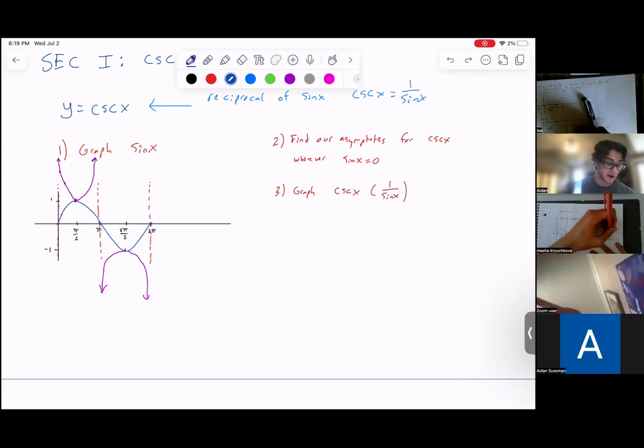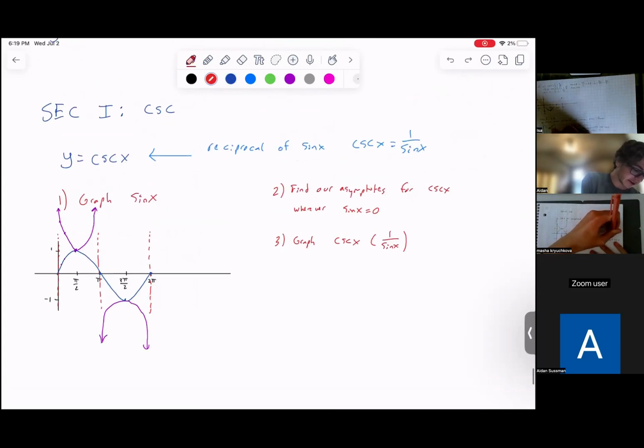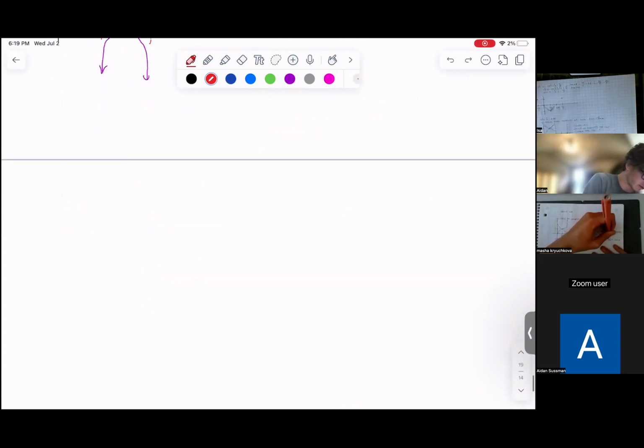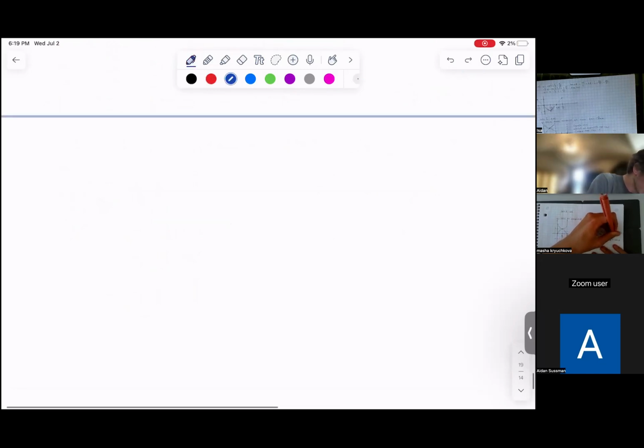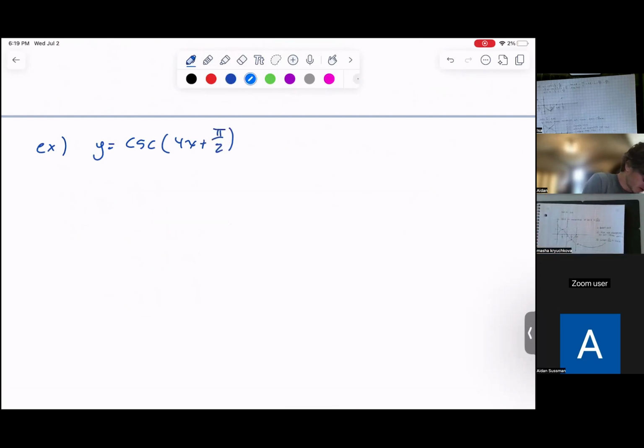All right. So we need to get really good at graphing sine because guess what? To graph cosecant, you first have to graph sine. And it gets a little more complicated when we have a more complicated sine. Let's look at our first example. So our first example, let's do y equals cosecant of 4x plus pi over 2. All right, what's step one?